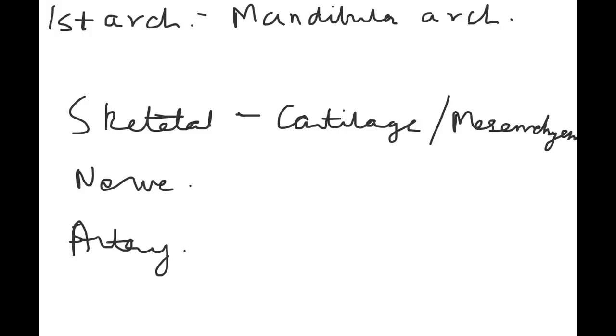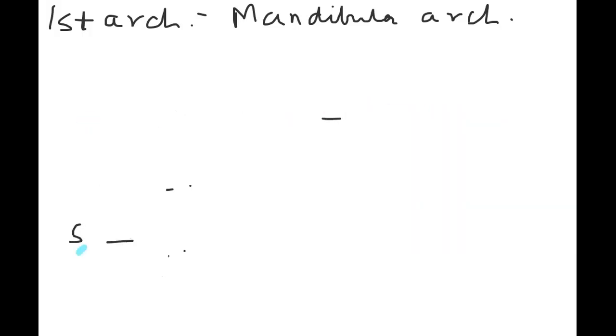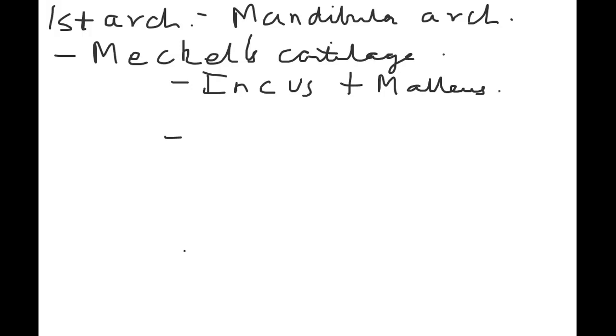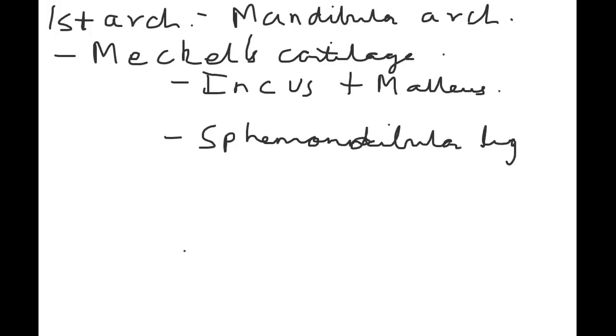So with that, we go on to the first pharyngeal arch or the mandibular arch. Now, it has a skeletal component. The skeletal component is the Meckel's cartilage. This Meckel's cartilage has a variable fate. In the ear, it forms the incus and the malleus. And then it forms the sphenomandibular ligament. The remaining portion disappears and is no longer important.